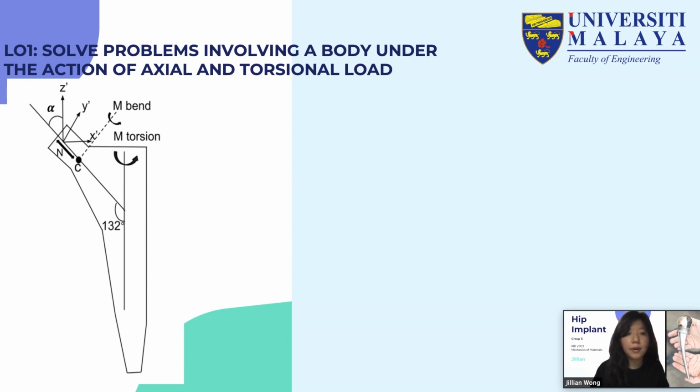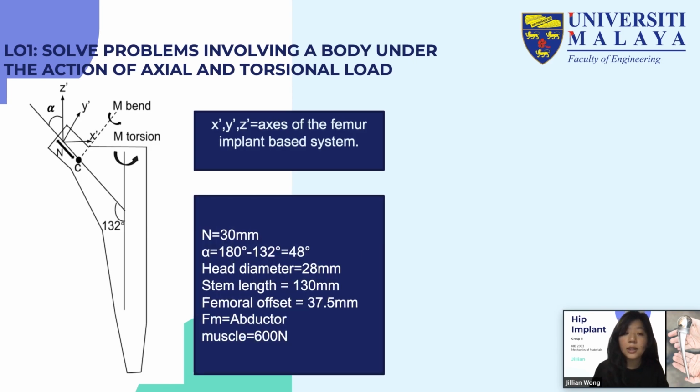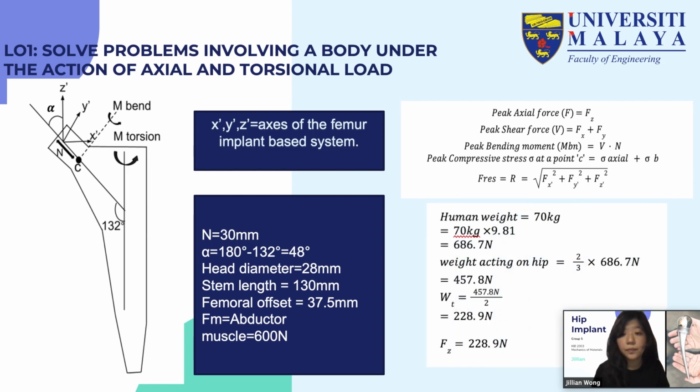First, the free body diagram of the hip implant is drawn. We identify the X', Y', Z' as the axes of the femur implant-based system. These are the information that we can get from the hip implant and the formula that we will be using for the assignment. By assuming the average human weight to be 70 kg, and assuming the abductor muscle force to be 600 Newton, we can calculate the peak axial force Fz equals 228.9 Newton.